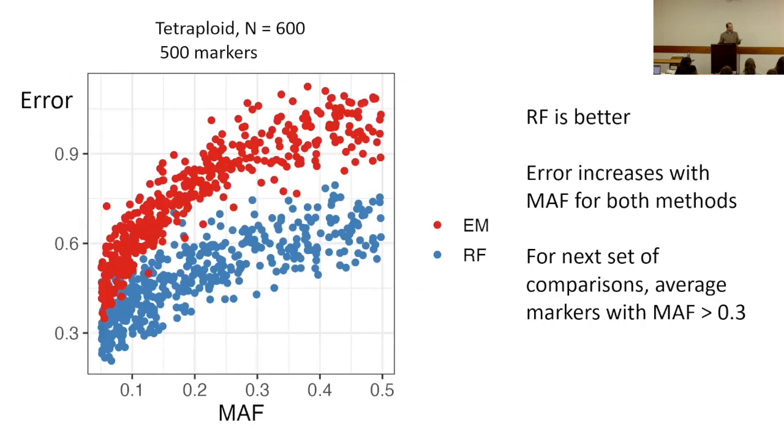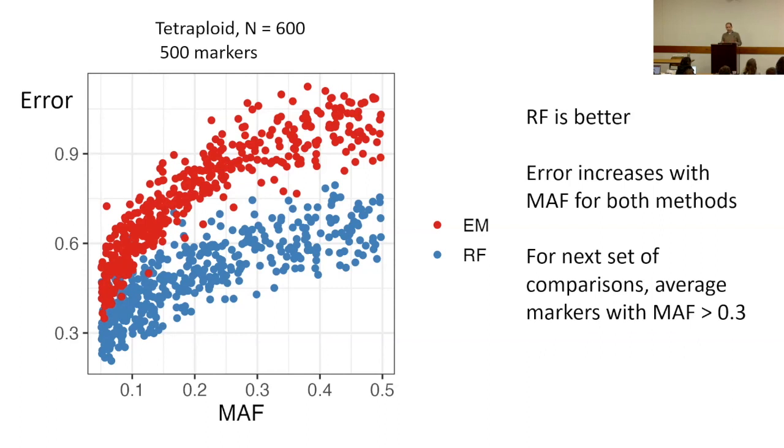Okay, so here's a comparison of how well the EM and the RF algorithms do for imputation error in a tetraploid data set with 600 individuals. This is looking at one chromosome with 500 markers. Really, it's probably better to split your data set into separate VCF files by chromosome. Not essential, but that's a convenient way of parallelizing it, because there shouldn't be much information from adjacent chromosomes when you're trying to impute on a different chromosome.